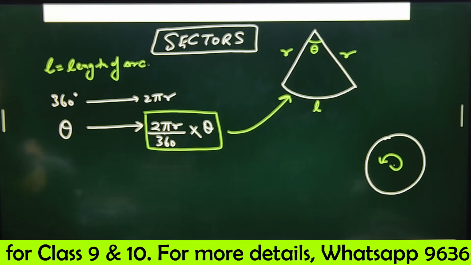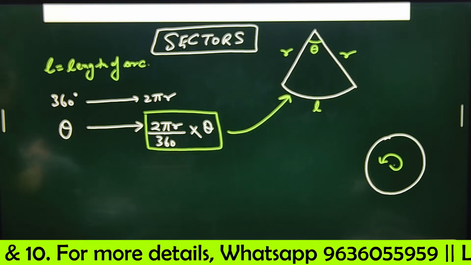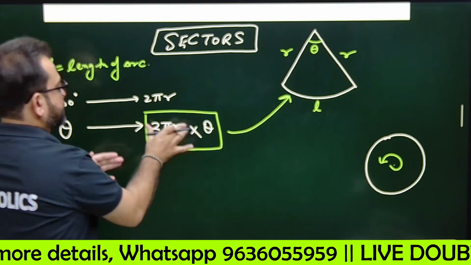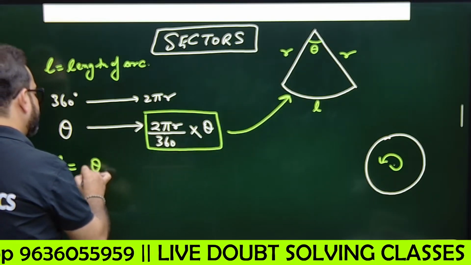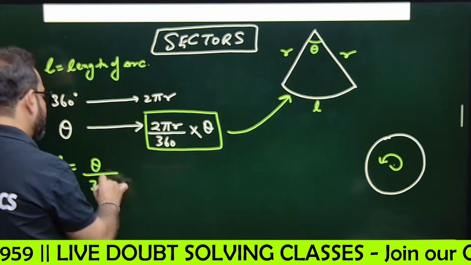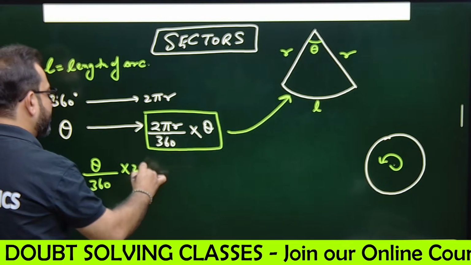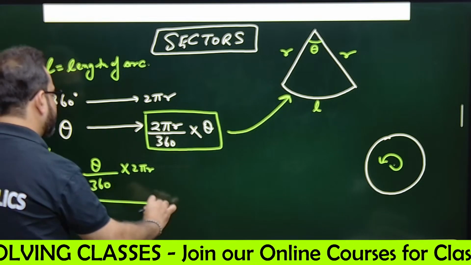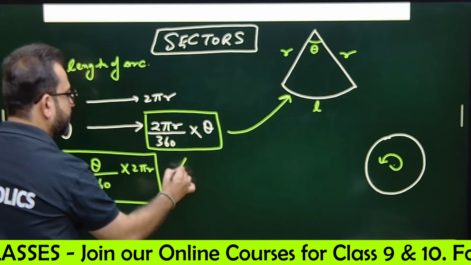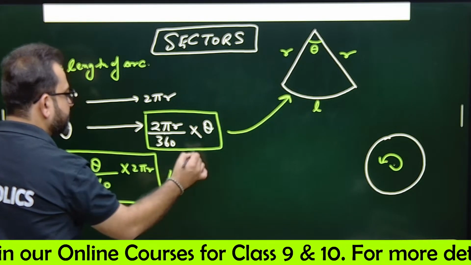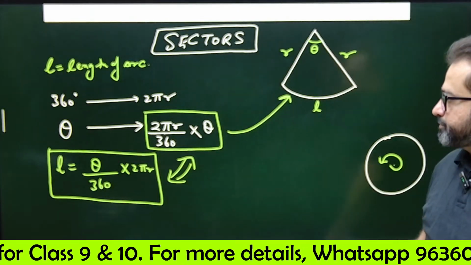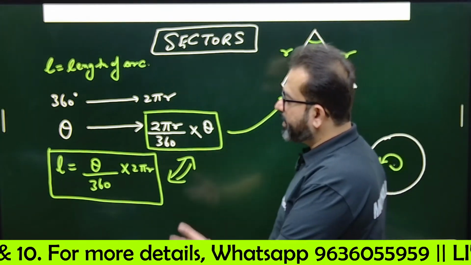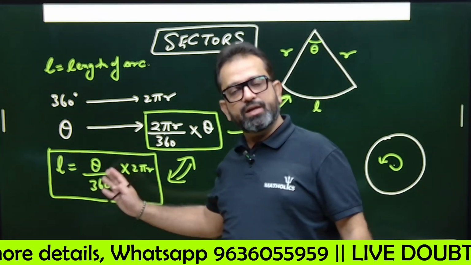Okay. Now see, another thing. So how to write this formula? You'll write L equals theta divided by 360 and multiply it by 2 pi r. Just check whether this formula is the same as this formula. Yes or no? Check. Right? So you have to remember it like this, theta divided by 360 into 2 pi r.